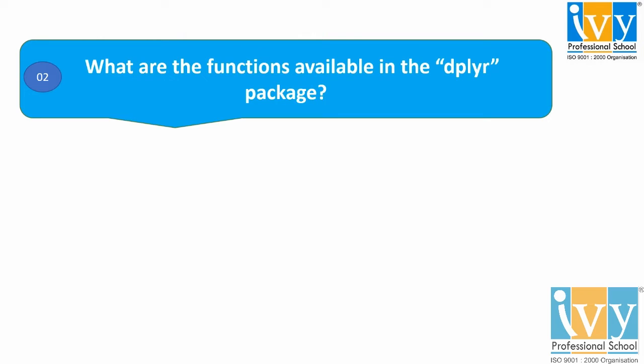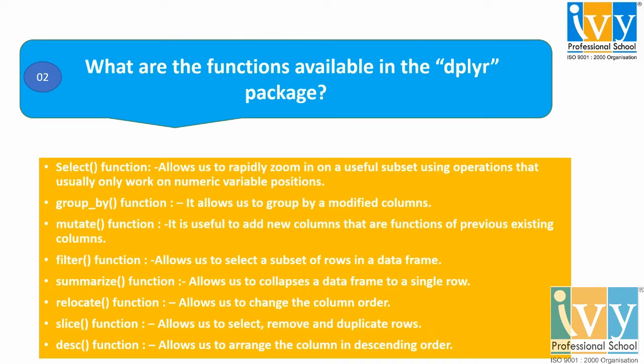What are the functions available in the dplyr package? There are various functions available in the dplyr package. Firstly, the select function that allows us to rapidly zoom in on a useful subset using operations that usually only work on numeric variable positions. Secondly, the group_by function. It allows us to group by modified columns. Thirdly, the mutate function. It is useful to add new columns that are functions of the previously existing columns.